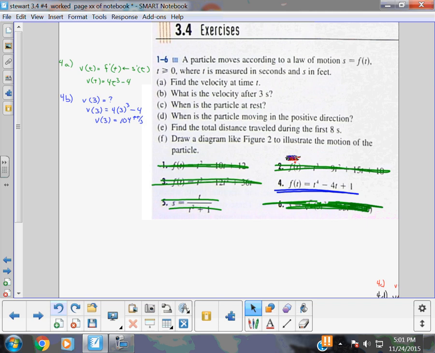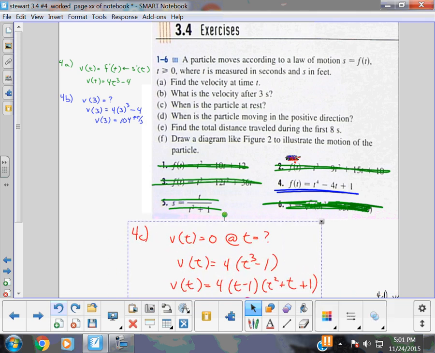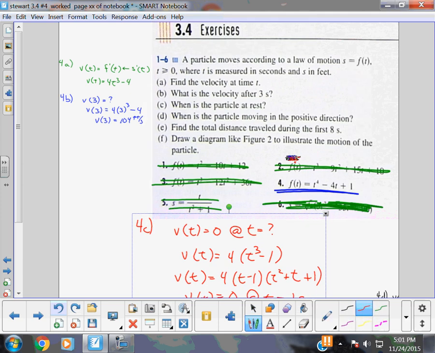Now the next problem is, when is the particle at rest? Well, the particle is at rest when it's not moving. That happens when the velocity is equal to 0. All right? So when I work through the steps here, the first thing I wrote is, when is v of t equals 0? At time equals what? Time is question mark at that point.